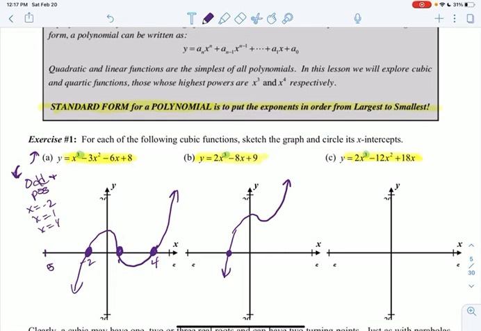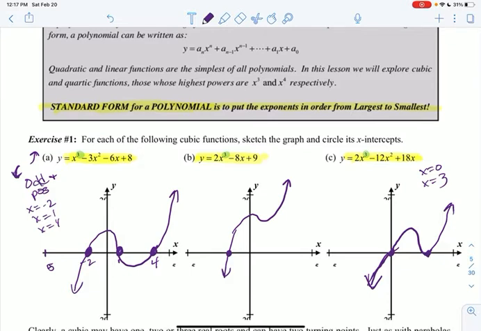And then the last one, y equals 2x to the third minus 12x squared plus 18x, has a root at 0 and 3. So 0 and 3 are my roots. Again, we know to the left it's facing down, and to the right it's facing up. So in order to make that happen, it's going to be something like this. Let me just erase, sorry. It's going to be something like this. You use the calculator to come up with these, but that's what they look like.